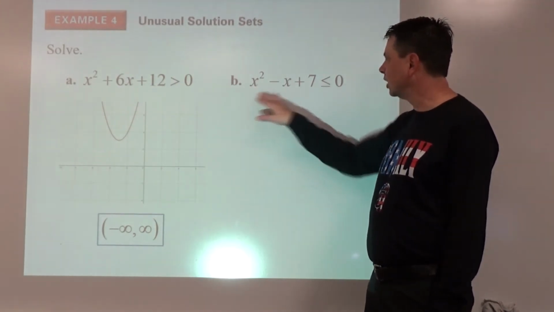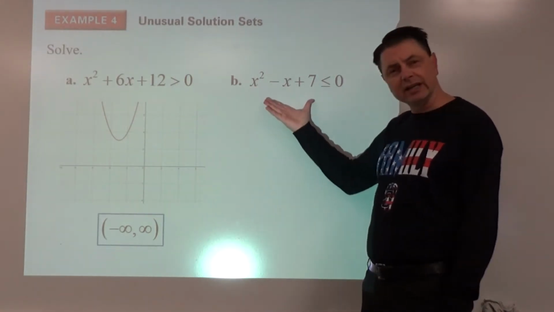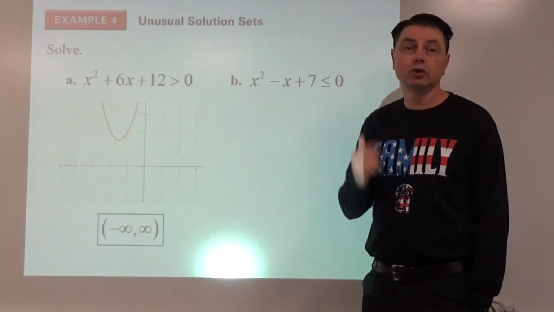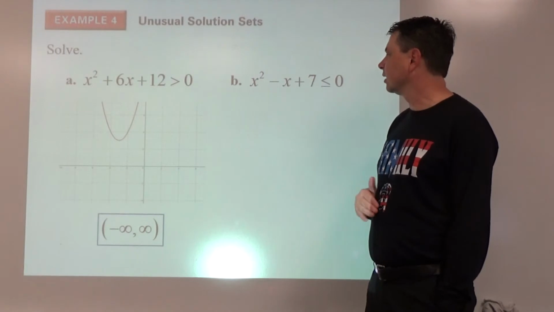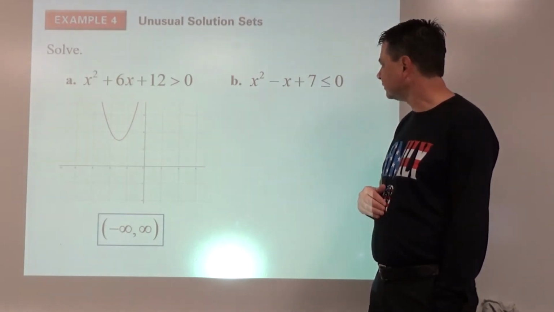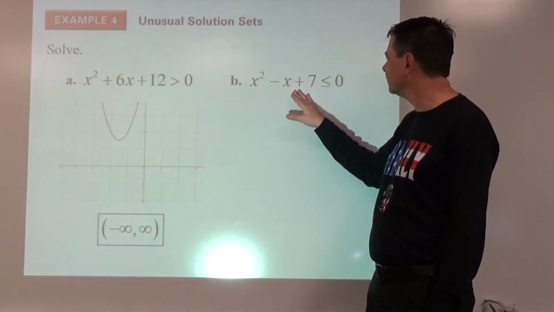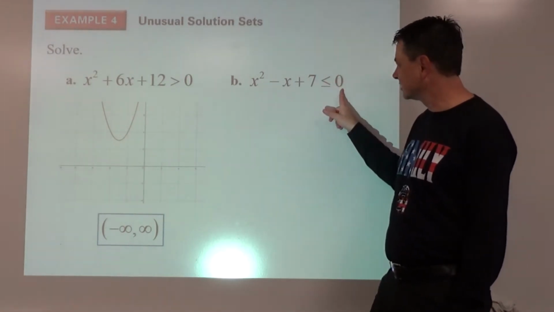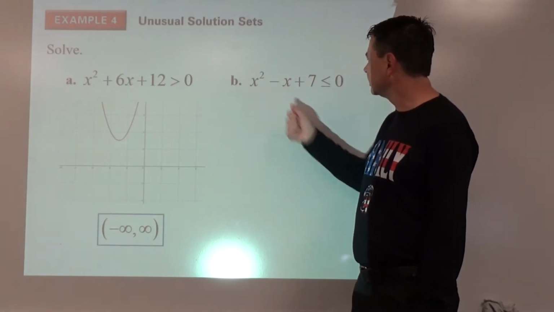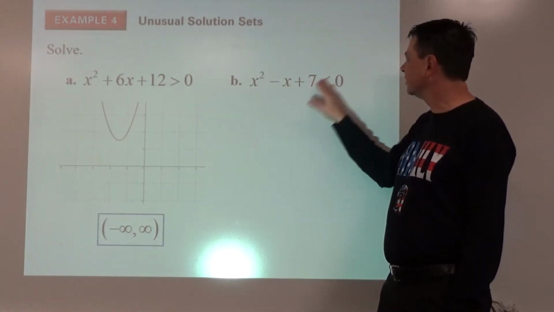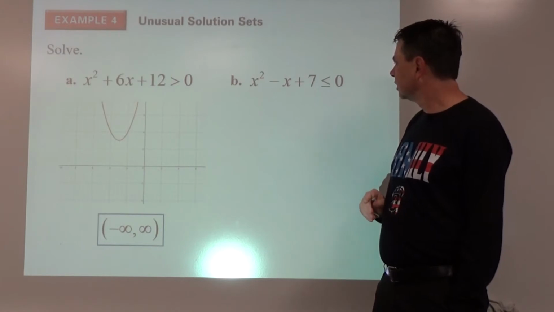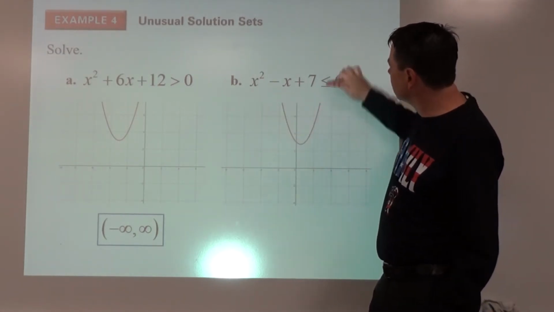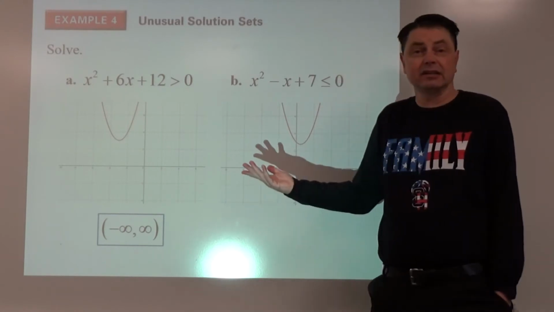As opposed to this one for part B, same thing, doesn't factor. We could attempt a graph, we could do the quadratic formula and come up with the same issue. And then we would be looking at where is the graph below or on the x-axis. Or if we tested an interval, plugged in 0, 7 is less than or equal to 0, that's not true. So where is our graph on or below the x-axis? It isn't at all.